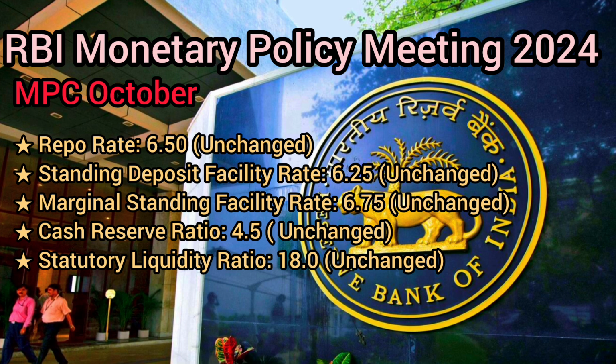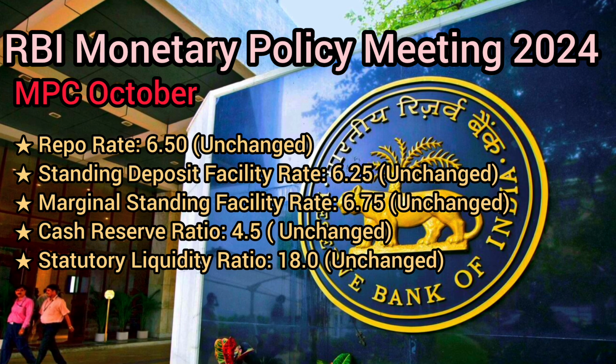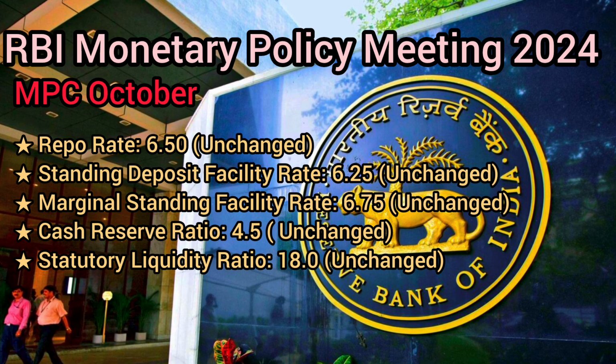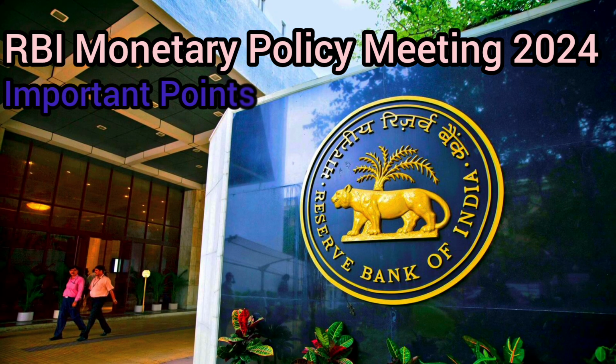The decision to keep all these rates unchanged suggests that the RBI is in a wait-and-watch mode, prioritizing economic stability and cautious growth. It reflects their assessment of current economic conditions, including inflationary pressures and growth prospects. By maintaining these rates, the RBI aims to provide certainty to the financial markets and encourage banks to continue lending without introducing additional cost to borrowers.